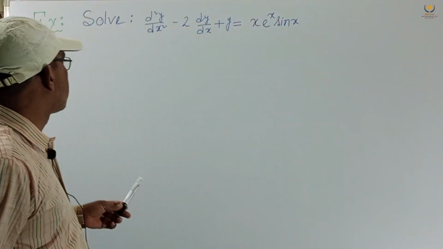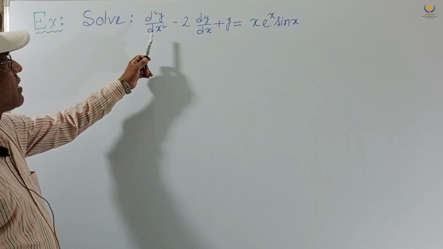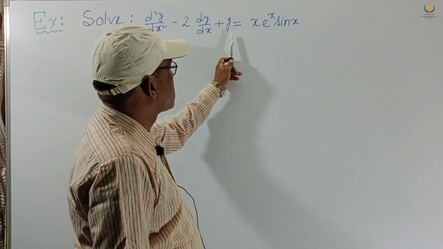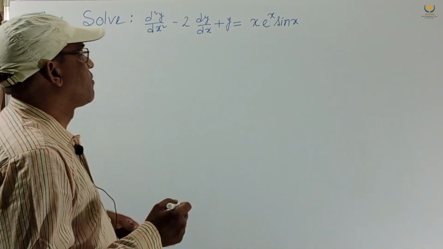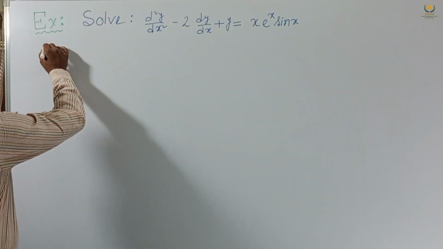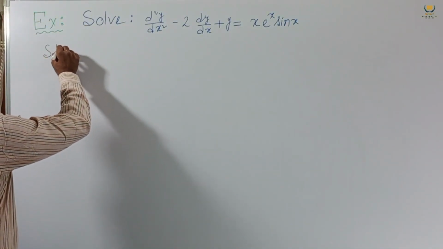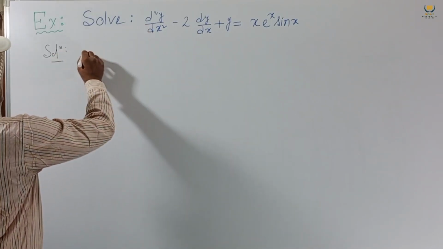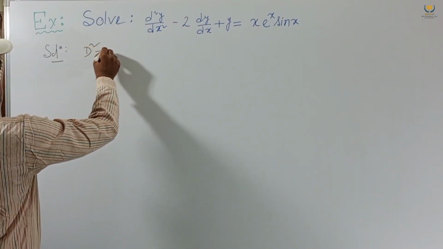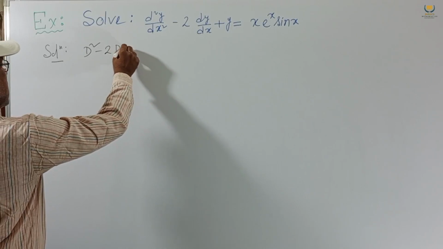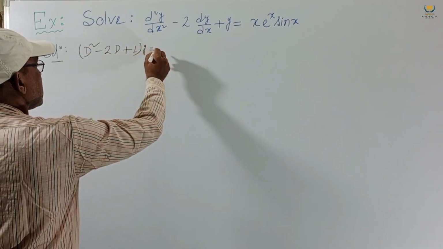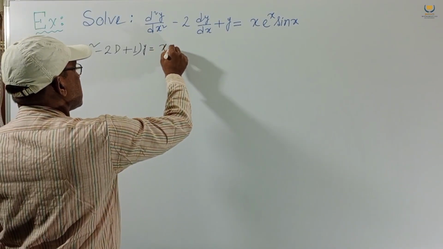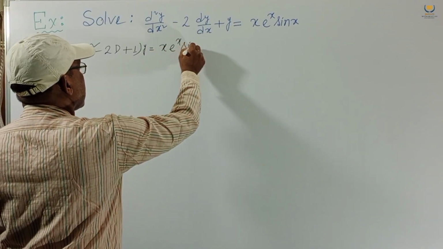Now let us consider this problem. Solve d square y by dx square minus 2 dy by dx plus y equal to x e to the power x sin x. This problem you have to solve. So first you have to find the complementary function. This can be written as (D square minus 2D plus 1) y, and the right hand side is x e to the power x sin x.